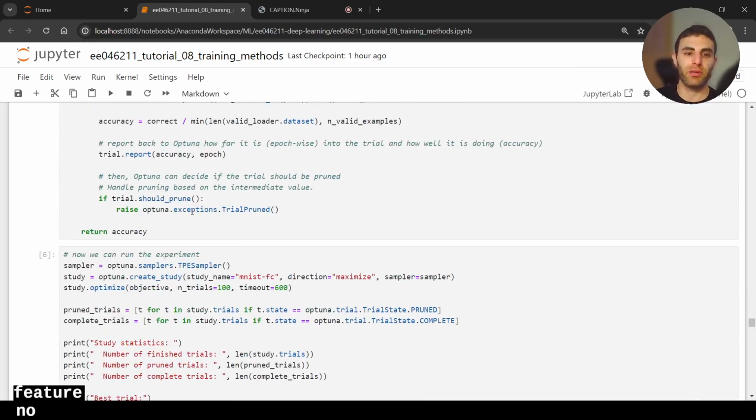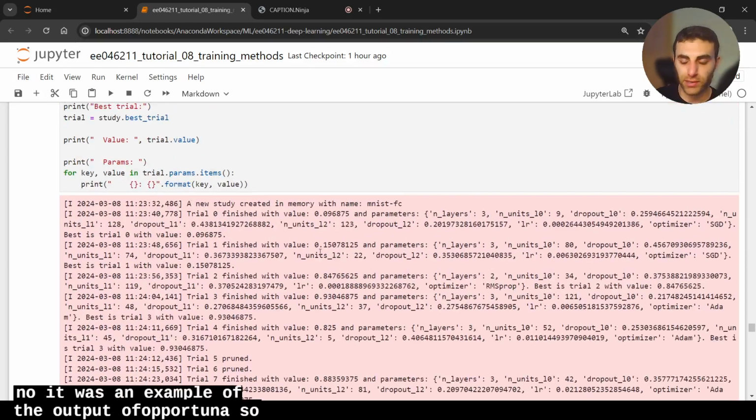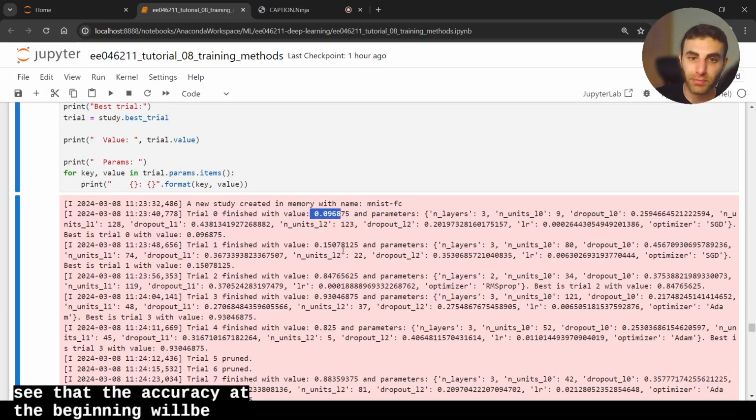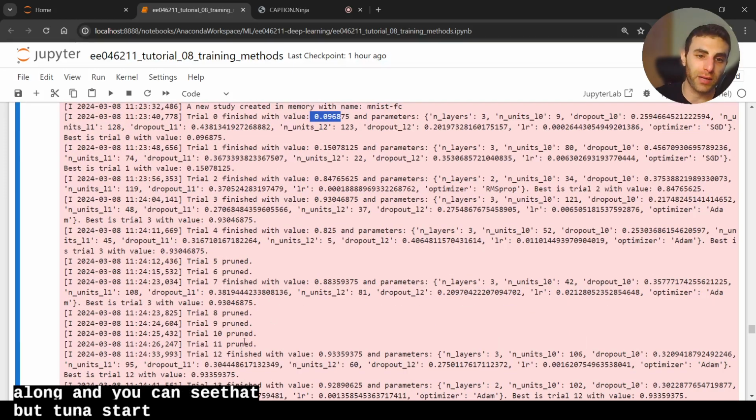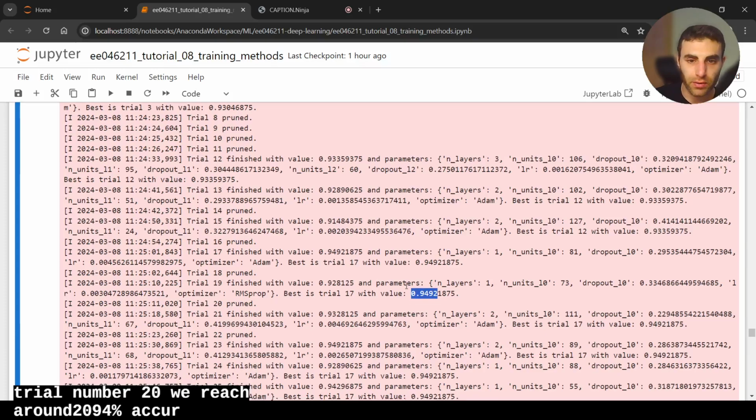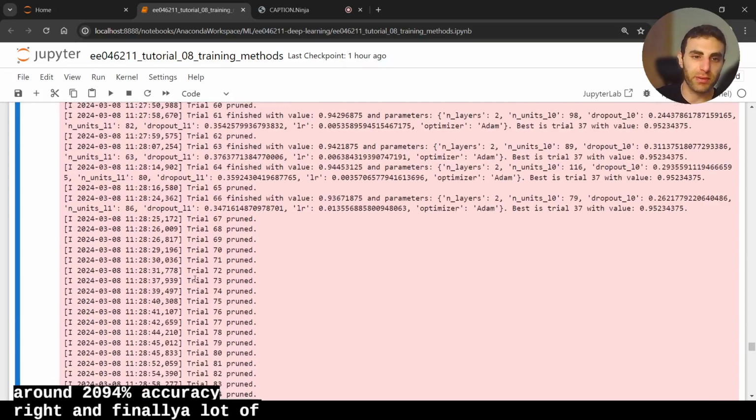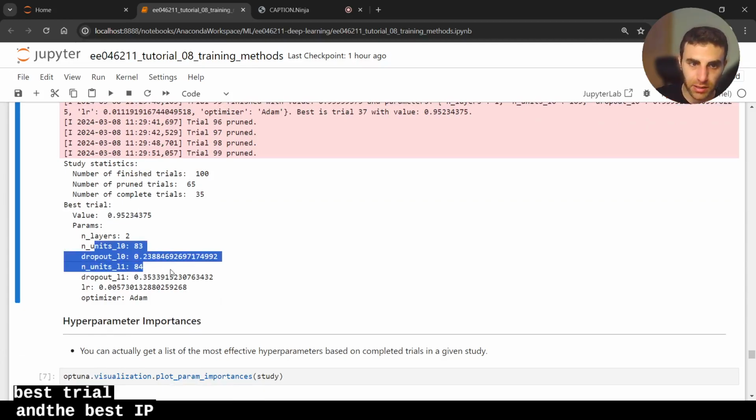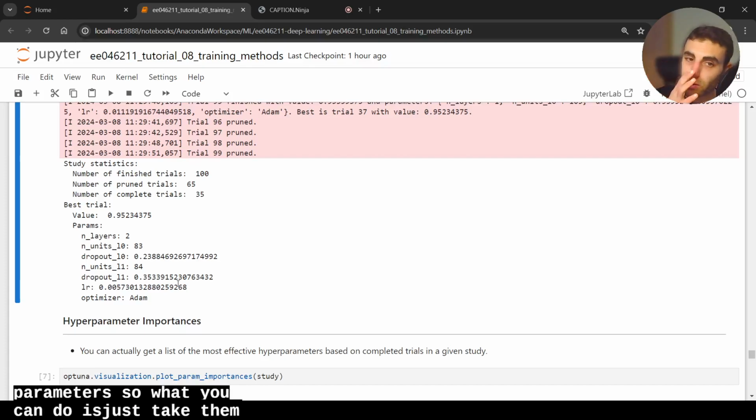Now, here is an example of the output of Optuna. Remember that we initialize with some random search. So you can see that the accuracy at the beginning will be low, so 9%, 15%. But as we go along, you can see that Optuna starts pruning unpromising trials. And already at trial number 20, we reach around 94% accuracy. Finally, a lot of experiments are going to be pruned, and the output of Optuna will give you the best trial and the best hyperparameters. So what you can do is just take them as is, or manually search around these values, right?